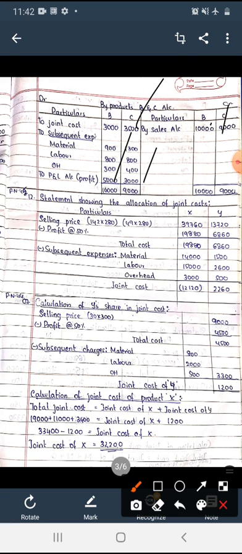Okay, this is the second similar problem. Only the figures are changed. We'll see some other problems in the next class.